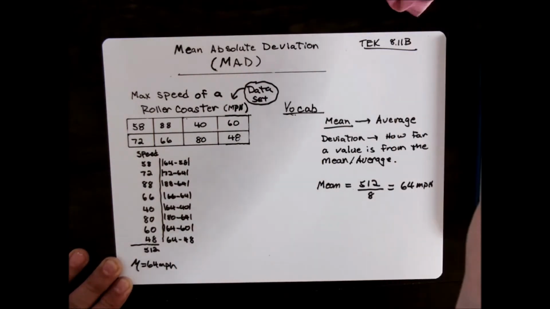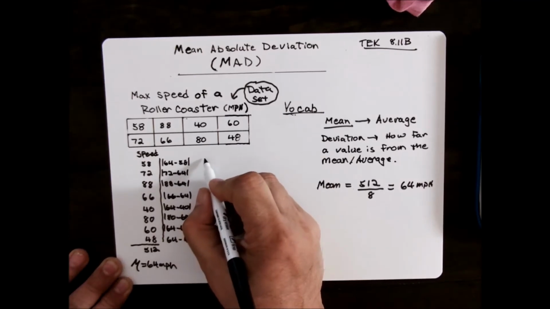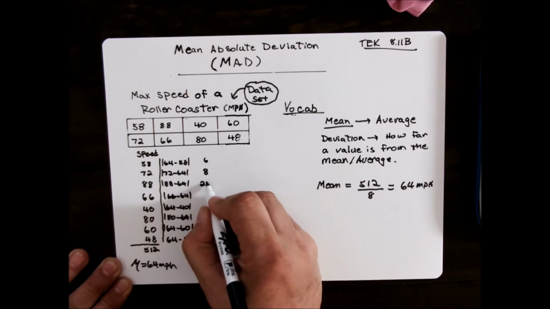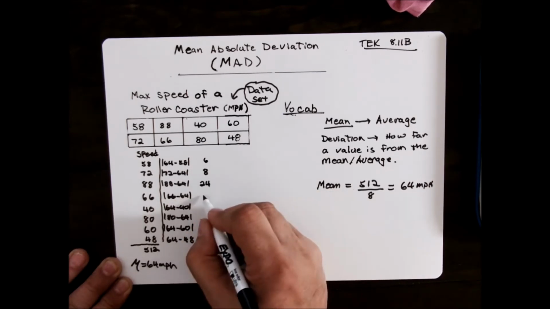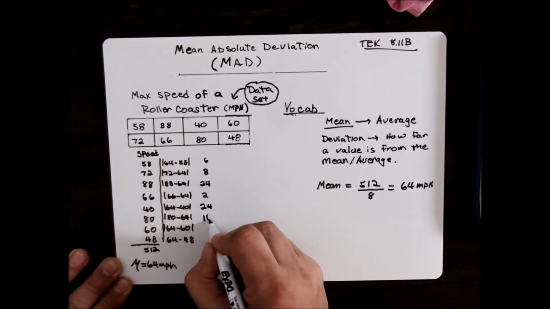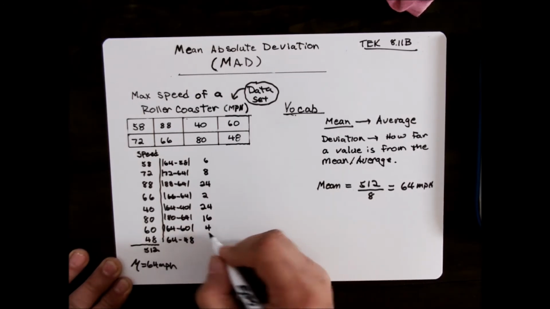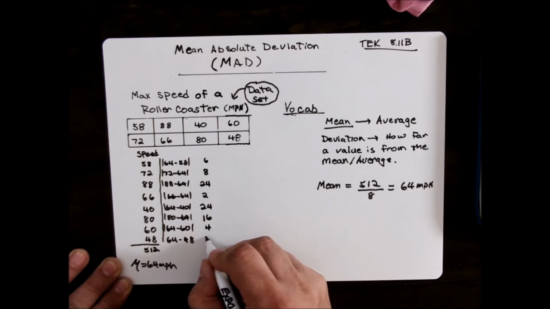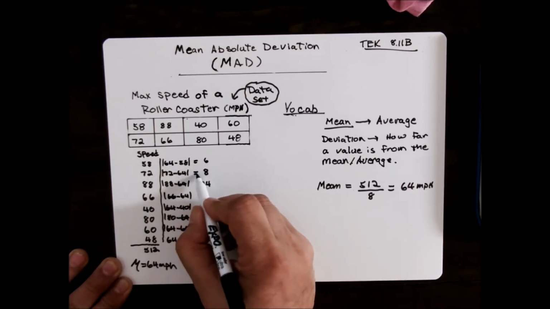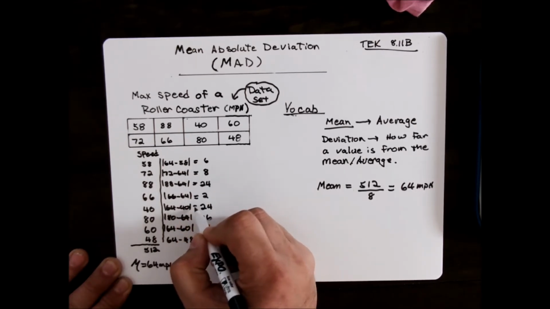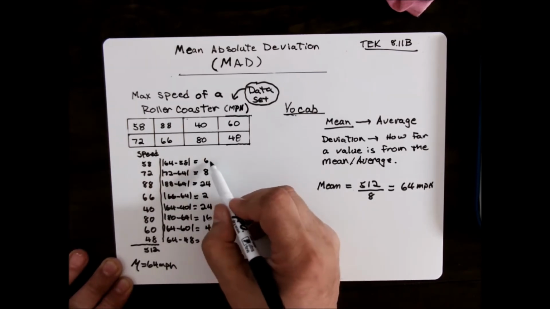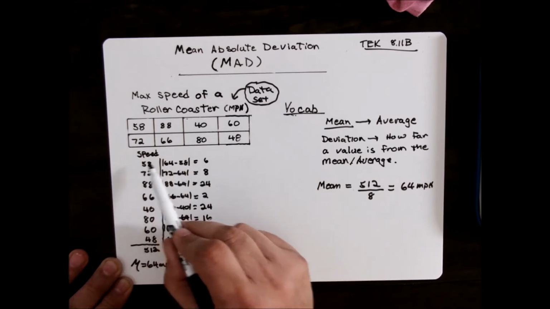Okay, and so when I do each one of these subtractions, I get 6, 8, 24, 2, 24, 16, 4, and 16. You can do these on your calculator very easily. These numbers represent how far away each speed is from the average.